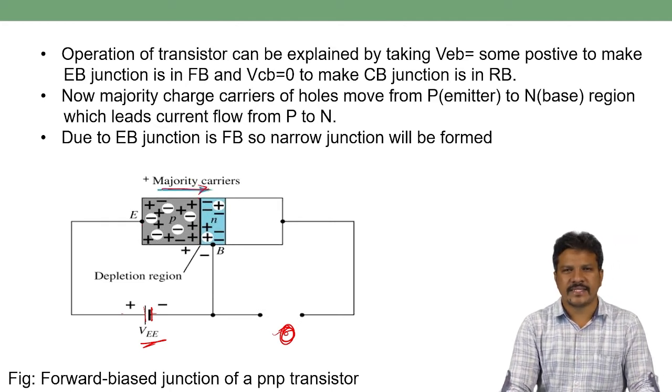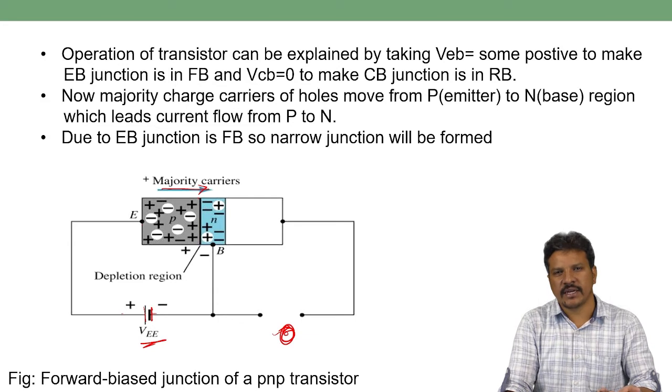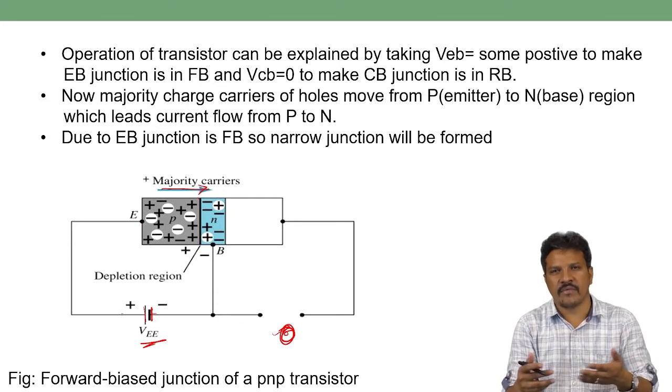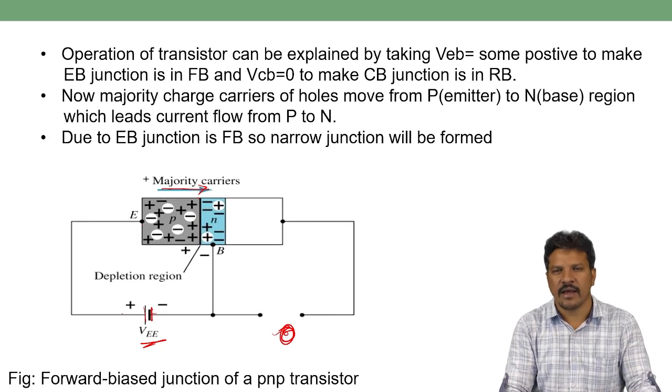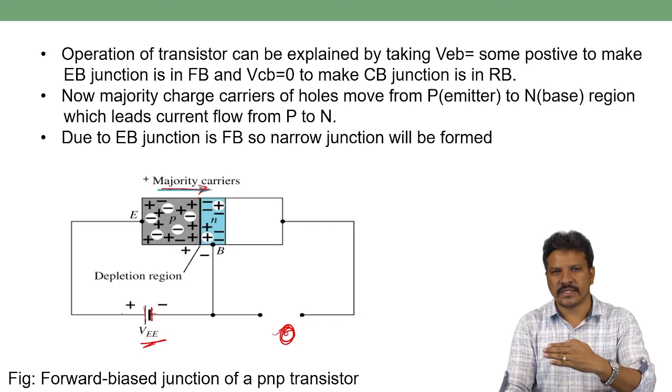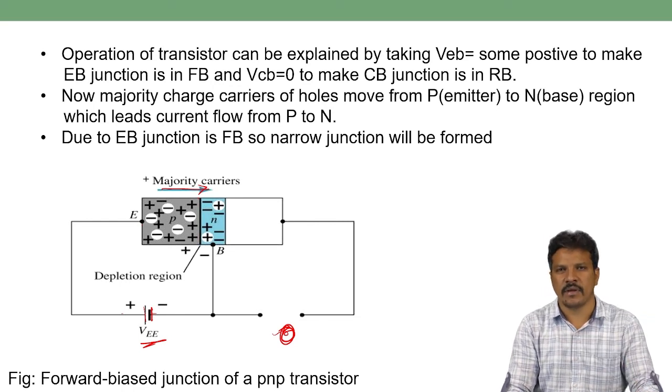So it is a quite simple operation of the PN junction diode in forward bias. Here the emitter is heavily doped, so it emits a large number of charge carriers, and these carriers move from the emitter to the base region, where they recombine. Current flows from emitter to base in this case.